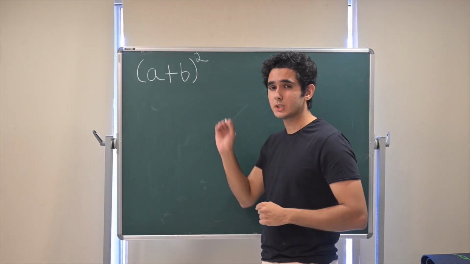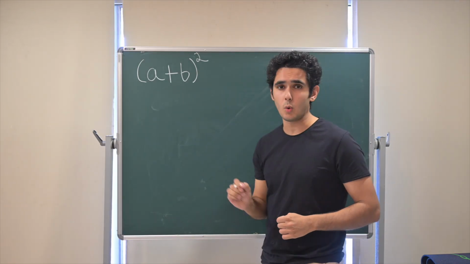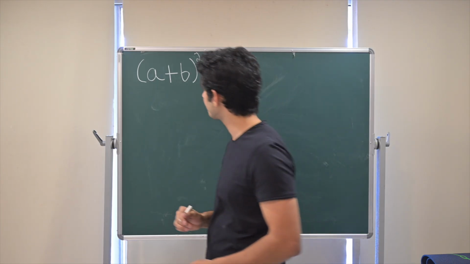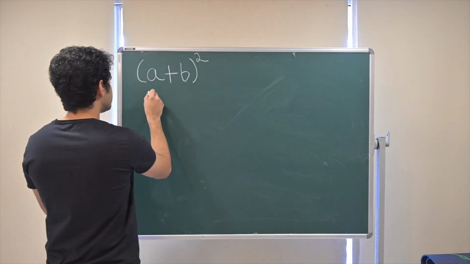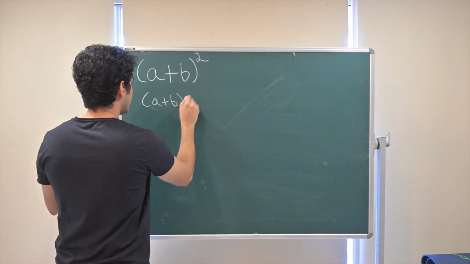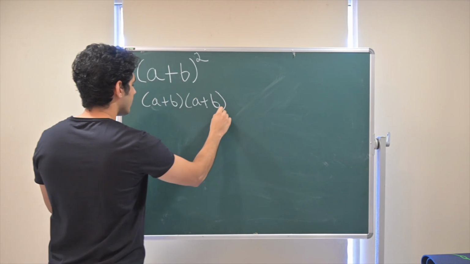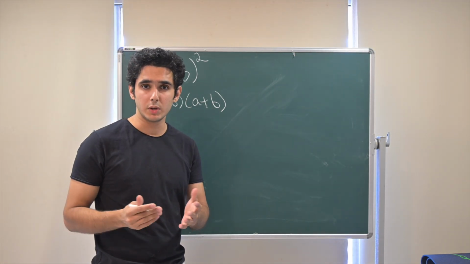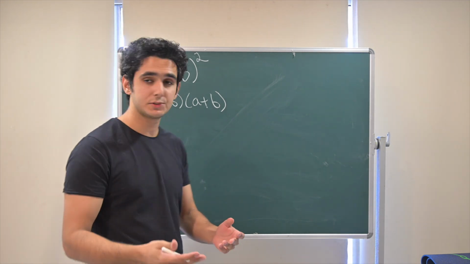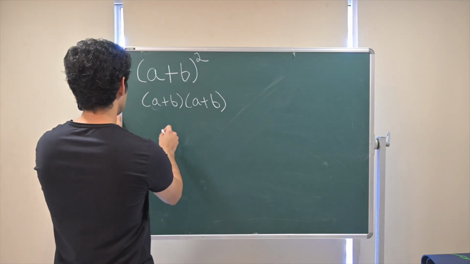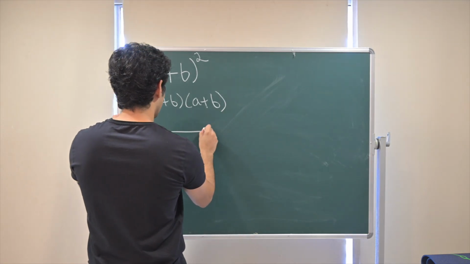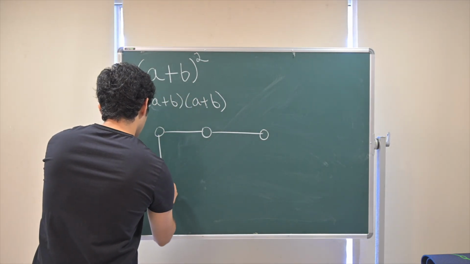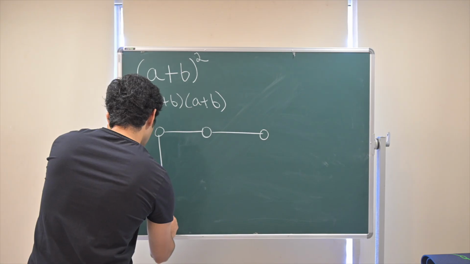Now, how can we visualize the expression (a plus b) whole squared? This is the formula that we all need to memorize in school. (a plus b) whole squared is just (a plus b) times (a plus b). Now, this is just two numbers being multiplied by each other, and we've learned that to do that, all we have to do is form a rectangle. So let's do that. We have one side a plus b and another side, let's say, b plus a.